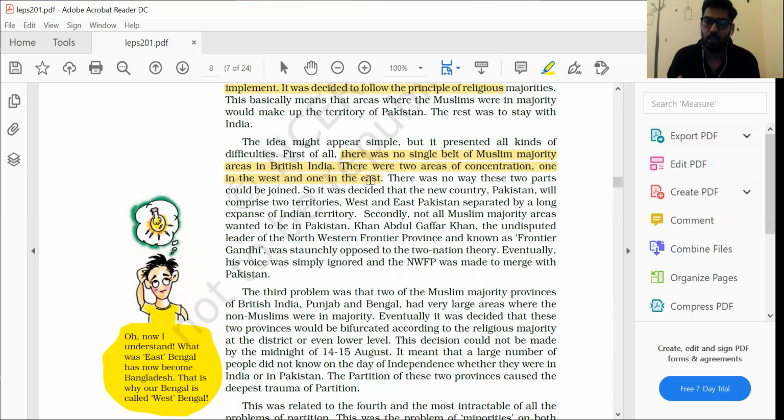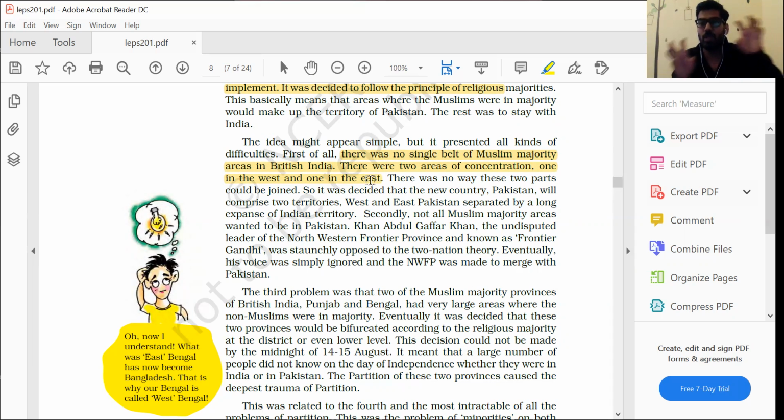What this line is saying is that undivided India did not have any Muslim-majority area in a single belt, as in one after the other. So what you see today as Lahore and Islamabad were in the northwest of India, and what you see today as Bangladesh was in the east part of India. So these two belts were Muslim majority, और बीच में ये पूरा इंडिया था. So that is why एक single belt नहीं था.